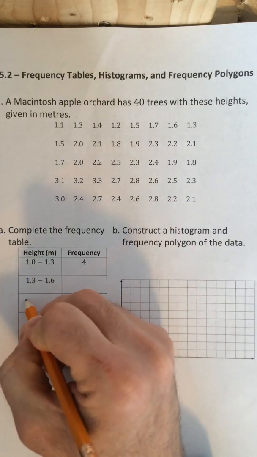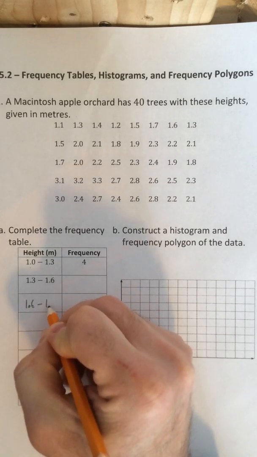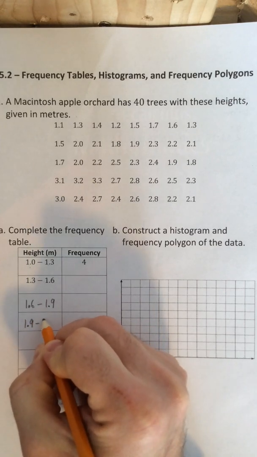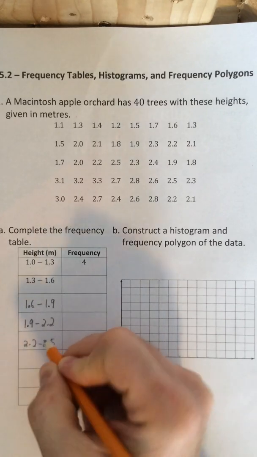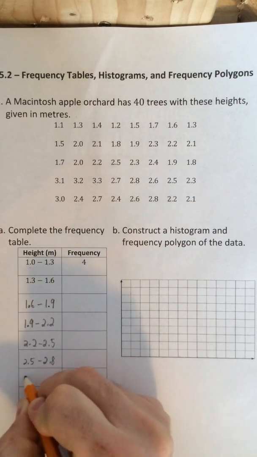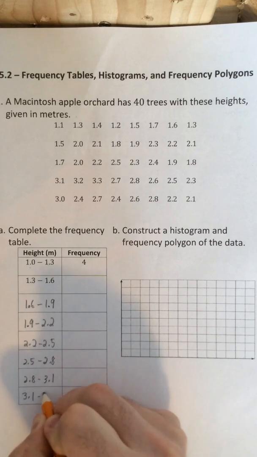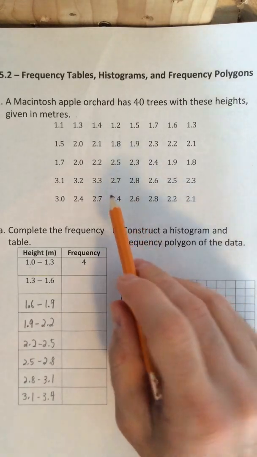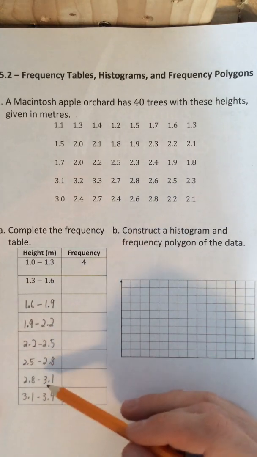My next interval after that will start where I ended, 1.6, and will go to 1.9. Again, I'll start where I ended at 1.9, and this will go to 2.2, and this will continue 2.2 to 2.5, 2.5 to 2.8, 2.8 to 3.1, and 3.1 to 3.4. And if we look at the data set, I don't think there's any number above 3.4. So this will contain all of our data.